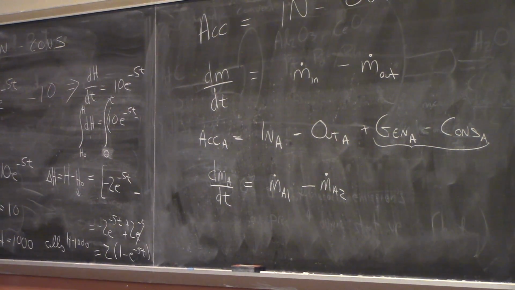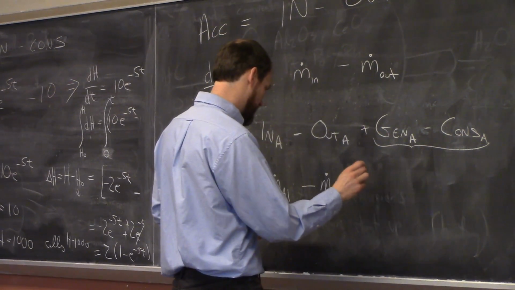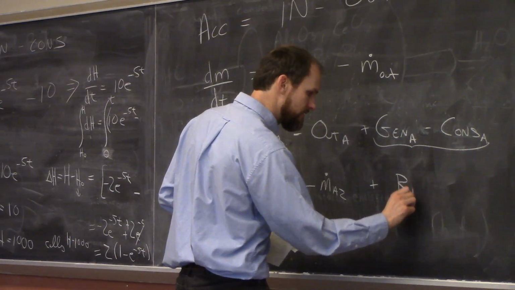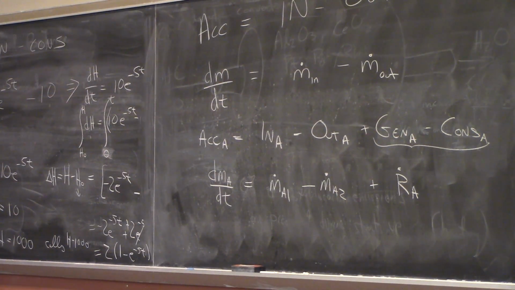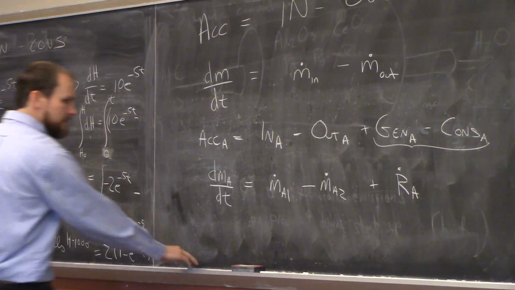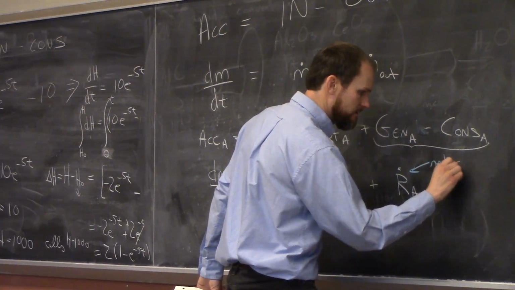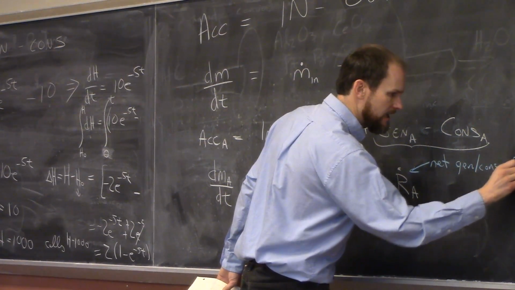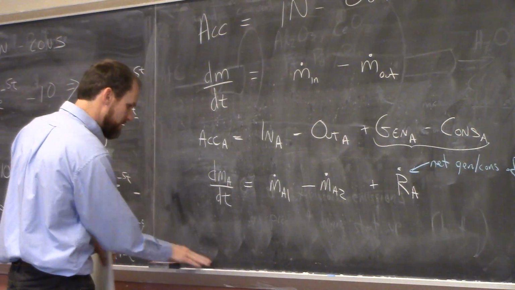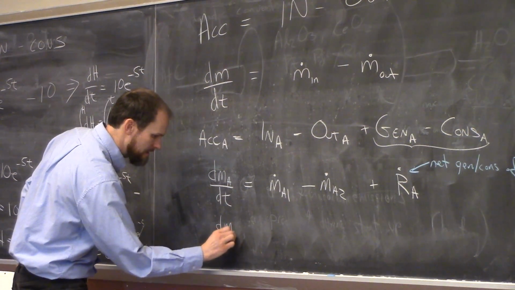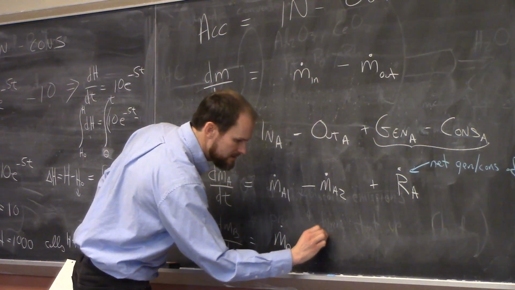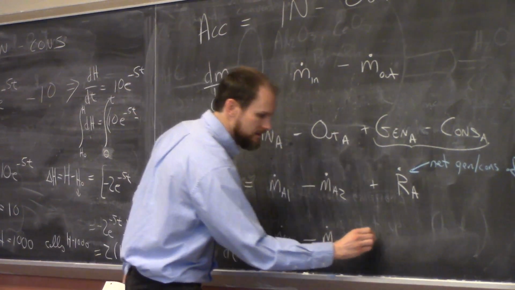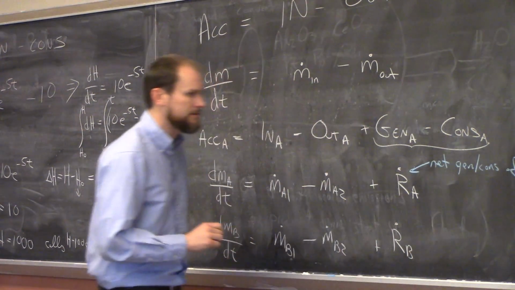What do we do for this in the past? In the past, we just said A gen and A consumed. What I want to do is call the two of these together some reaction rate, a capital RA dot, the net generation or consumption of A. If I do that, then I can also say dMB/dt equals MB1 dot minus MB2 dot plus RB dot.